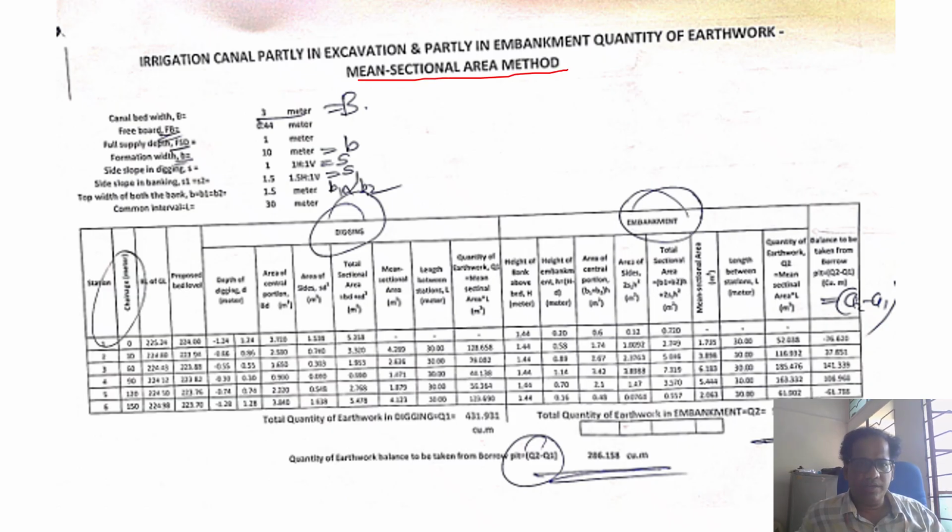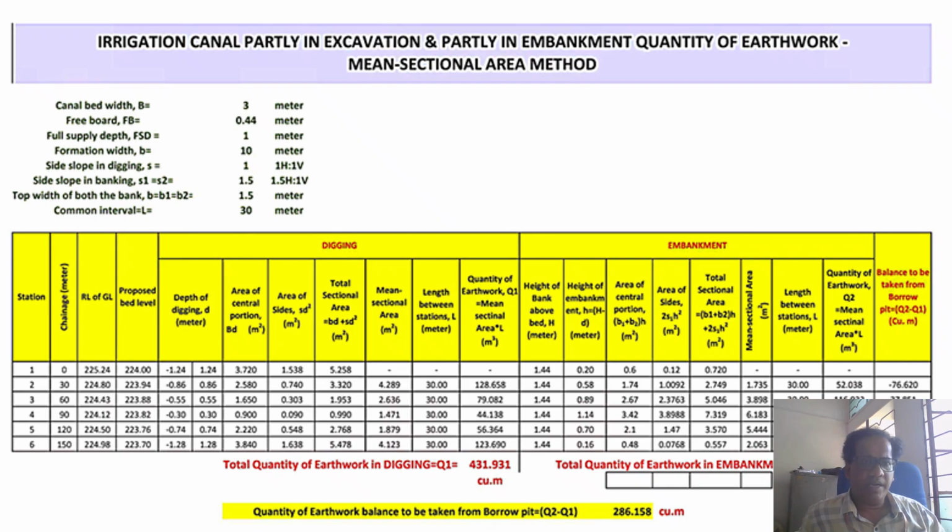So what is actually given? Canal bed width, freeboard, full supply depth. What we are getting from this data: here you see we have 6 stations, chainage interval is given, 0, 30. RL of ground level is given, proposed bed level also given. Now if you deduct ground level minus bed level, you will get depth of digging. So all are negative values. So these are all diggings.